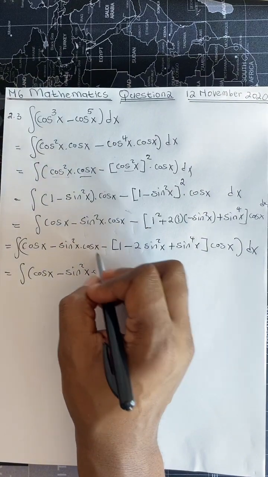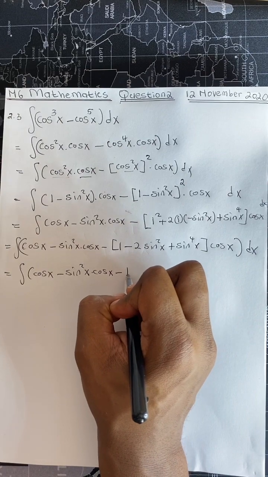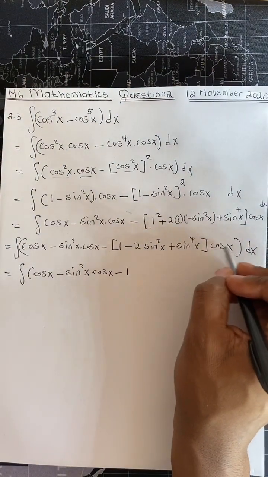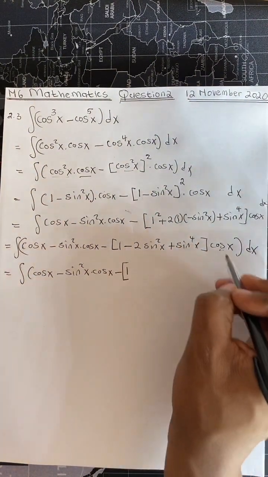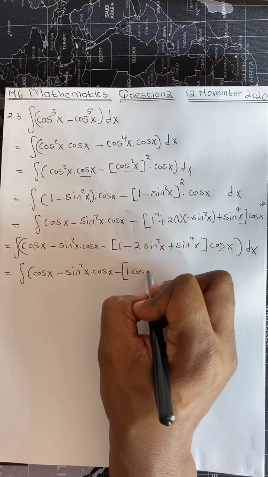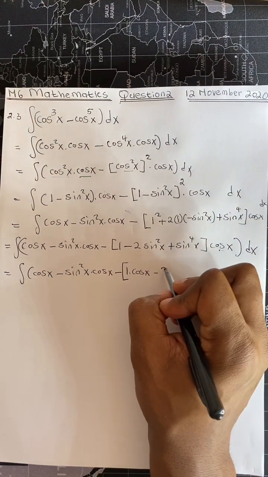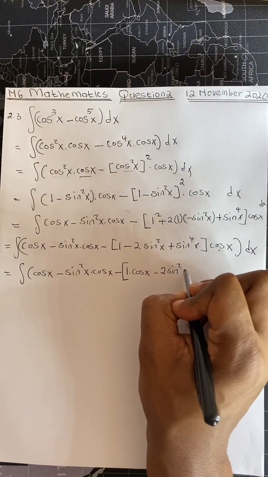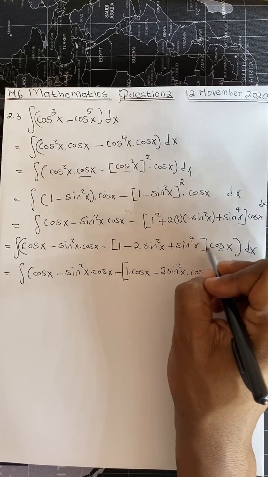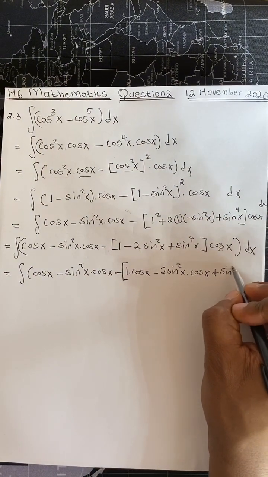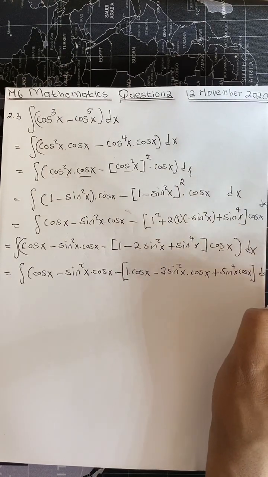cos x. So let's distribute this negative inside the parenthesis. So negative multiplied by positive 1 will be equal to negative 1. But before you do that, let's keep it that way. So let's distribute this cos x first inside this parenthesis. So this cos x multiplied by 1. So negative 2 sine squared x multiplied by that cos x will be equal to negative 2 sine squared x cos x. So sine to the power 4x multiplied by cos x will be equal to sine to the power 4 cos x, and this whole thing dx.